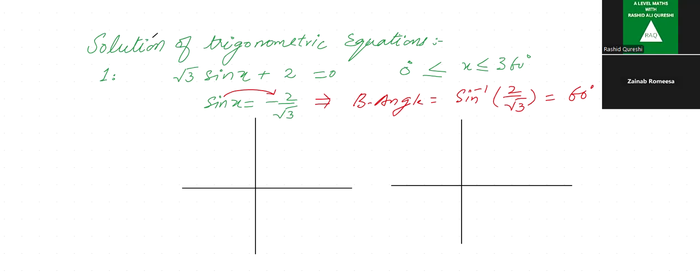Now you have to draw the lines in different colors, because you know that the answer of the sine is minus 2 by root 3. You have to find in which quadrant the sine is negative. I know that sine is negative in the third quadrant and negative in the fourth quadrant, if I'm not wrong.